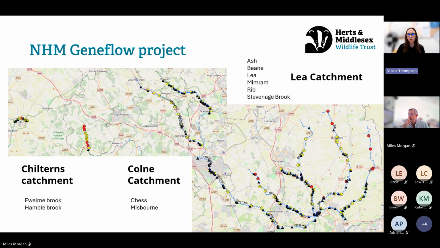And as you can see on the far right, on the Lea catchment, we wanted to know what was going on at the top of that catchment, because obviously there's no riverfly happening there either.